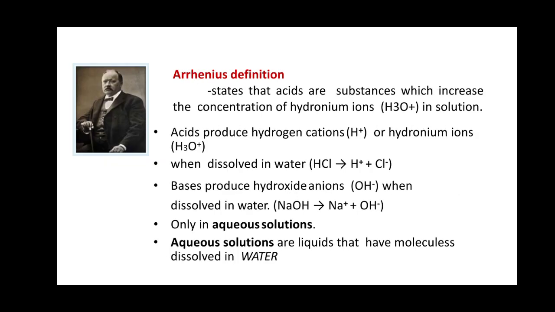The Arrhenius definition states that acids are substances which increase the concentration of hydronium ions in a solution. So acids produce hydrogen cations or hydronium ions when dissolved in water, as with HCl, which releases H plus and Cl minus. The base produces hydroxide ions when dissolved in water. As an example, sodium hydroxide gives sodium plus ions with OH minus ions. This applies only in aqueous solutions. The aqueous solutions are liquids that have molecules dissolved in water.